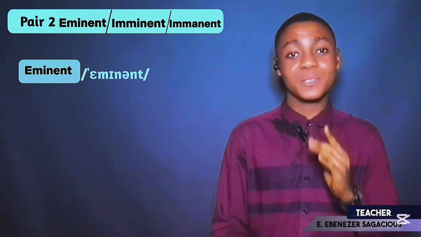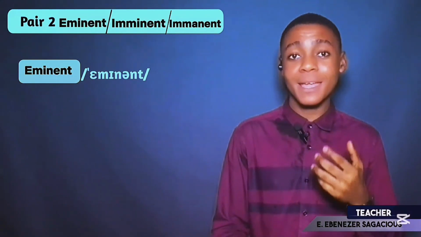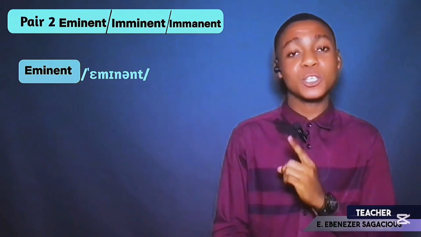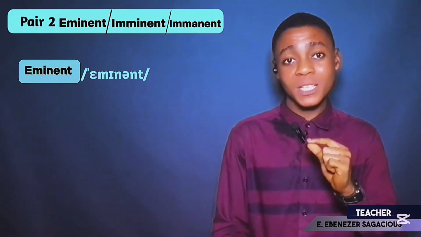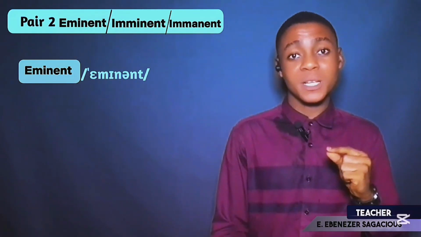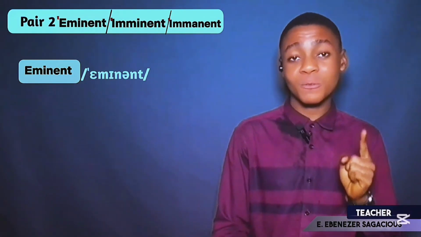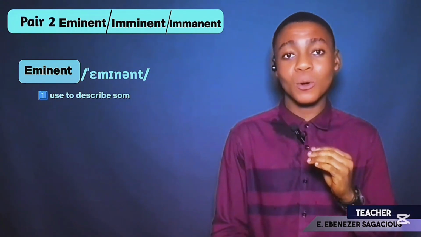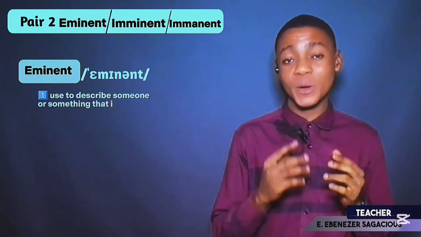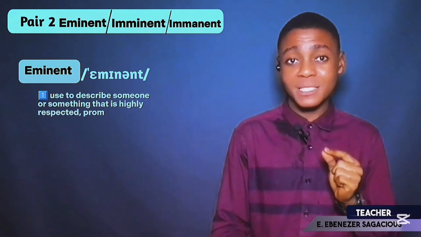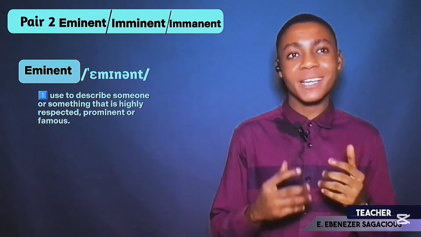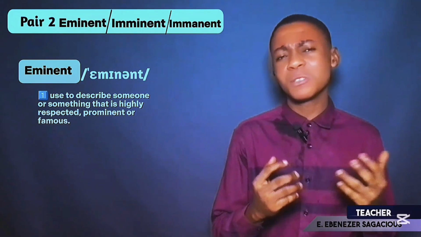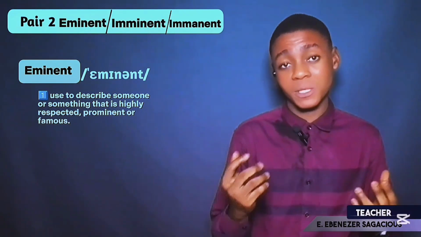Eminent. It begins with the sound eh, as in peg, bed, to mention but few. Then the final syllable takes a short sound. It is important to take note that all those words have their stress on the very first syllable. Now, eminent is used to describe someone or something that is highly respected, prominent, distinguished for exceptional skill, achievements, personality or contribution in a particular field.